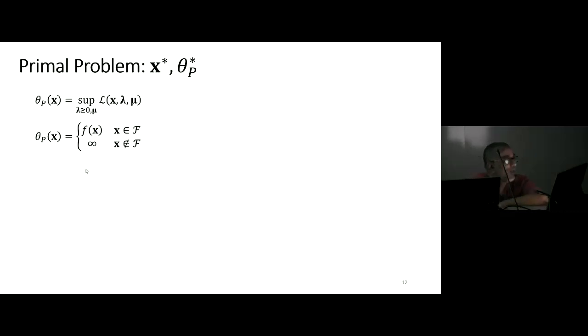So this is what we just saw. Theta p of x is the Lagrangian. It contains the primal and the dual variables, and we are getting rid of the dual variables through maximization. And we just noted that theta p of x is f of x in the feasible region and unbounded otherwise. So this is the primal problem: minimize theta p of x.